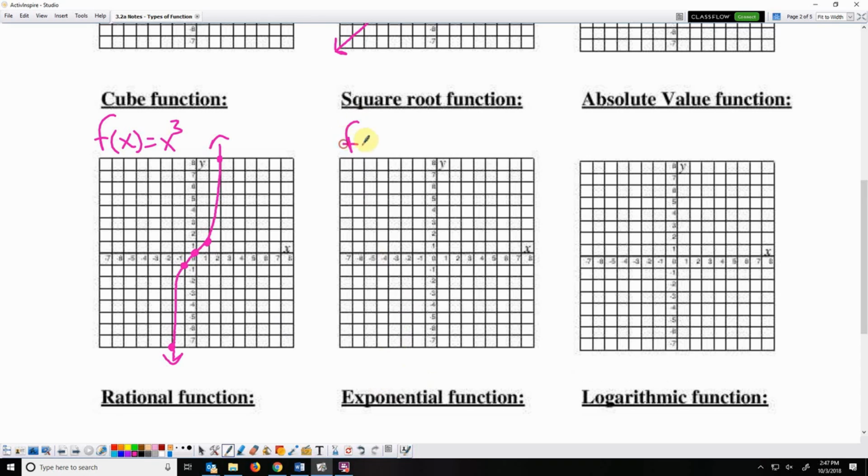A square root function, f of x equals the square root of x. By the way, that's the same as x to the 1/2 power. A square root does not allow negatives underneath, so there will be no negative x's. So zeros and bigger. The square root of 0 is 0. The square root of 1 is 1. The square root of 2, it is a real number, but it's not an integer, so I'll continue. Square root of 3, no. Square root of 4 is 2.